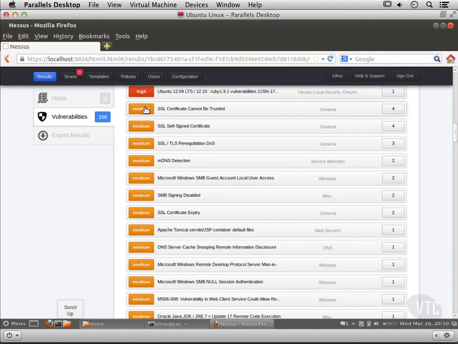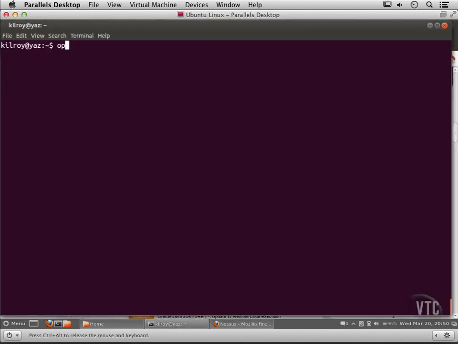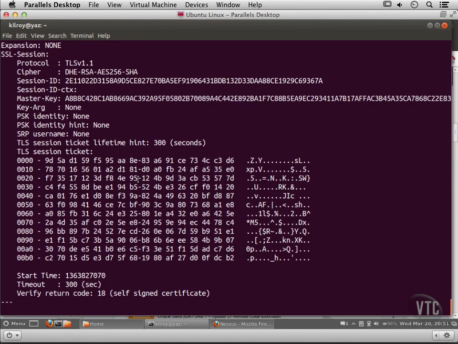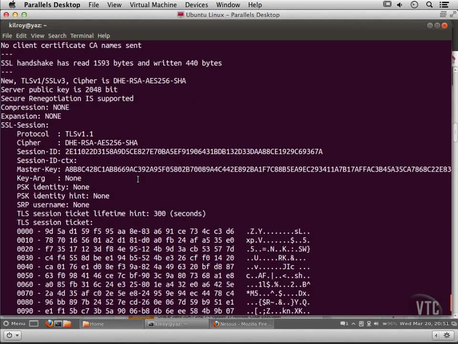So we've got this SSL certificate cannot be trusted. SSL self-signed certificate. So I could actually follow up on this, and this is something I could easily do manually. I could do OpenSSL s_client. Host would be 172.30.42.55, and port is 443. So now OpenSSL has done the negotiation with the server, and we've got the certificate information back here. Looks like a TLS session, which seems okay.